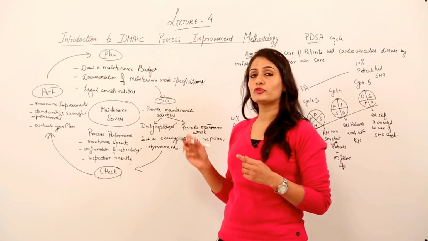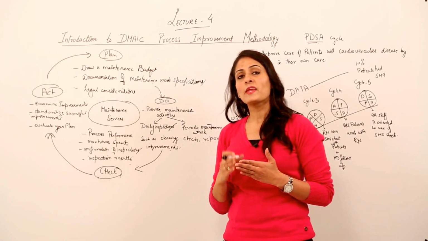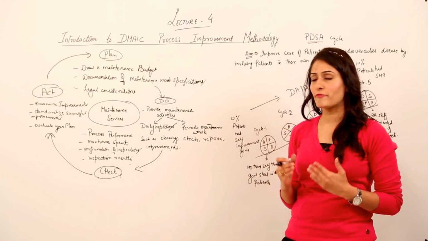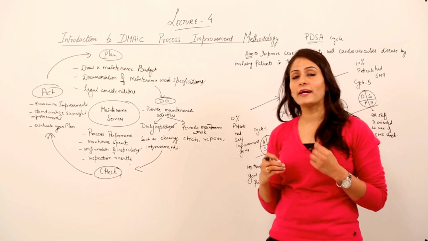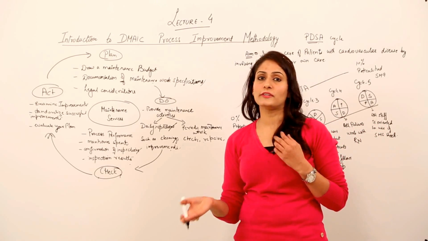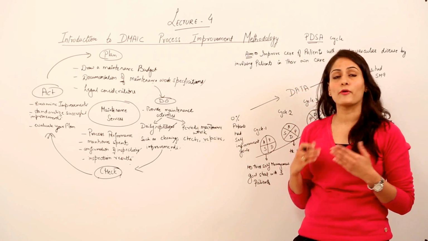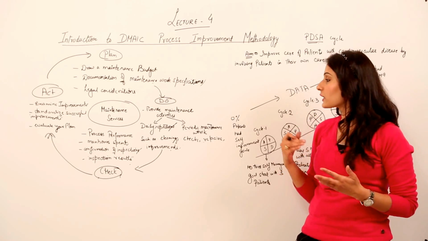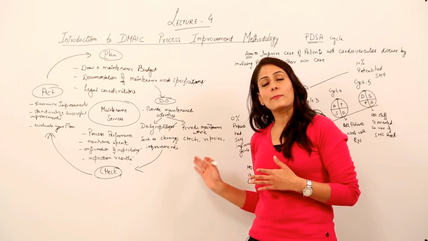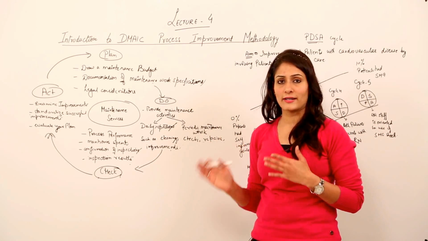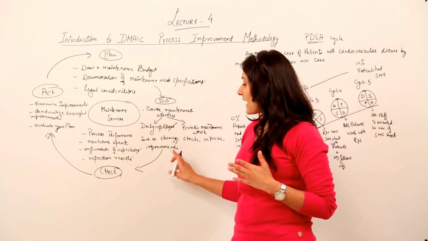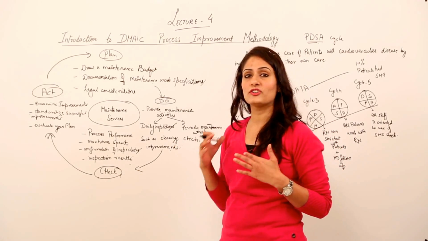Then they will move to their second step, which is do. Here they will implement whatever they have planned, that is, they will provide their maintenance services, such as daily inspections or periodic maintenance work, and this can include cleaning, checks, repairs, maintenance work, etc. And then they will have to come to the third stage, which is check.